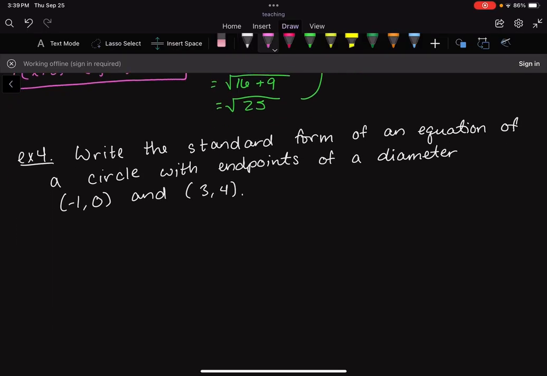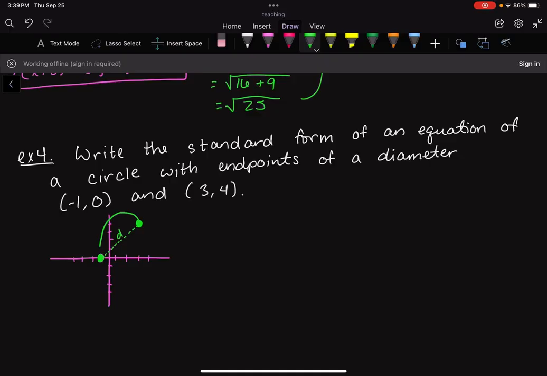So this one's interesting. Let's map out what it's actually giving us and what it's asking for. So 1, 2, 3, 4, 1, 2, 3, 4, 1, 2, 3, 4, 1, 2, 3, 4. There we go. So I have negative 1, 0. So that's here. Let me use a different color. Y'all know I like to color code. And then 3, 4. So that's going to be up here. And it says that that's a diameter. So that is going through the whole circle. This is a diameter.